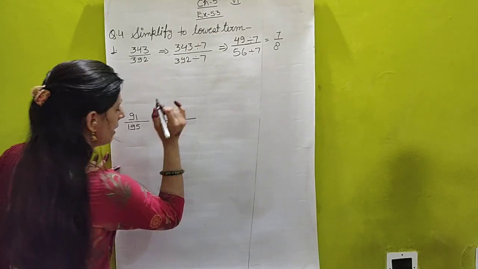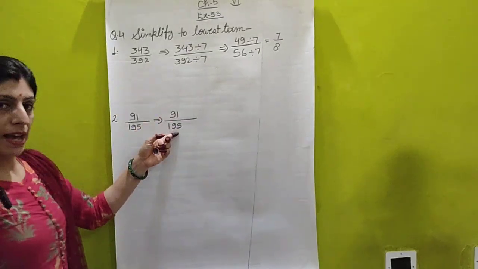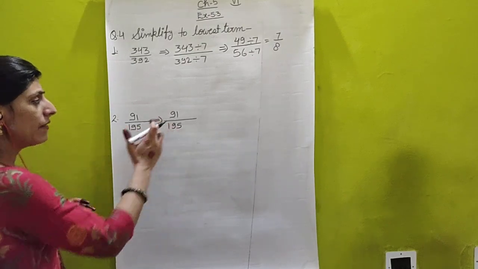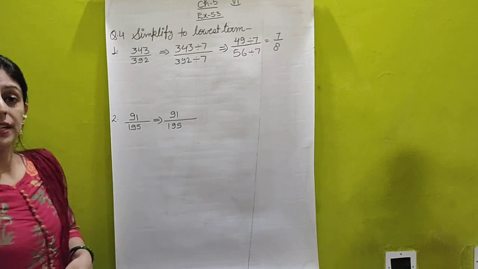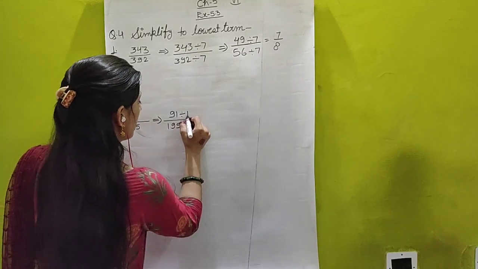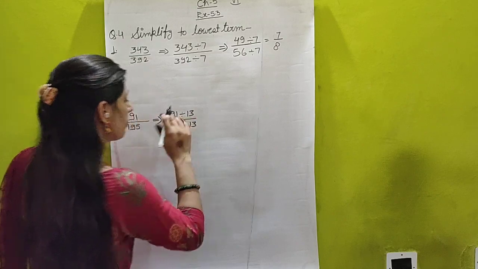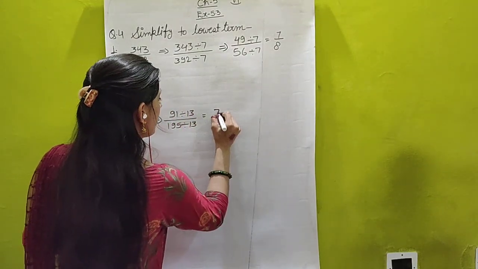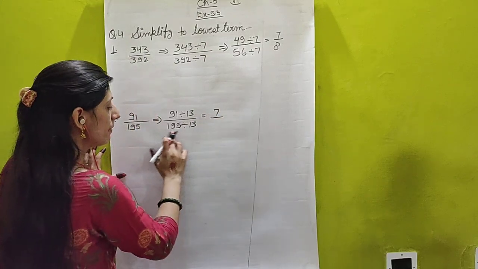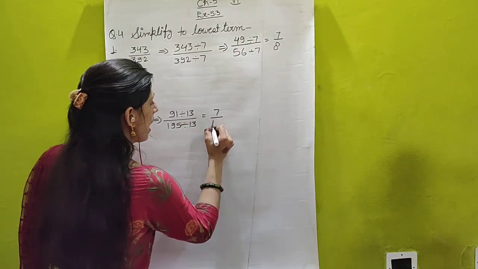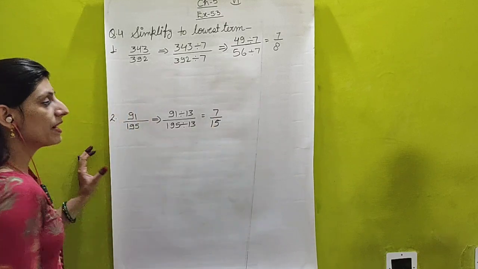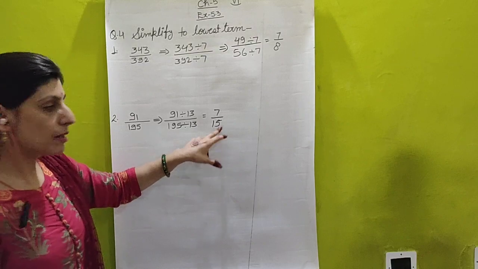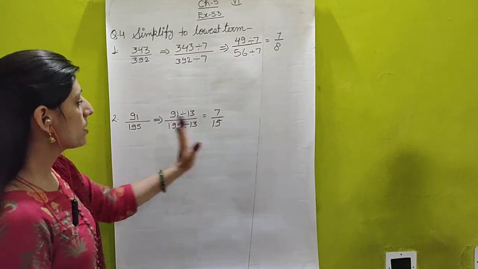Now next one, 91 upon 195. It cannot be divisible by 2. It cannot be divisible by 3 and so on. And 91, you know, is directly coming in 13's table. So we can divide with the 13. Students, here you can take a bigger number also. So what will come? 13 sevens are 91, and when you divide 195 with 13, your answer will be 15. Now this 15 is coming in 3's table but 7 is not coming. Now 15 is coming in 5's table but 7 is not coming. Okay, so this is your lowest term.